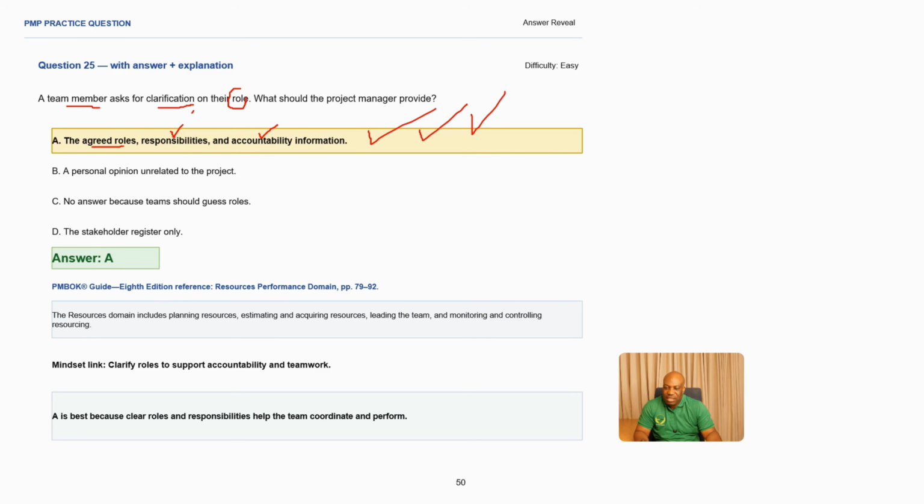And what is our reference in our PM book? We reference performance domain, okay, which is on page 79. What does it say? The performance domain includes planning resources, estimating, acquiring resources, leading the team, and monitoring and also controlling resources. So what is our mindset? We need to clarify roles to support accountability and teamwork. This is very important as a project manager. Always clarify the roles to all your team members, making A the best answer, because the clearer the roles and responsibilities, they help the team to coordinate and even perform better, making A the best answer.